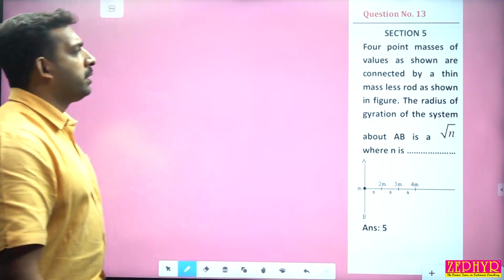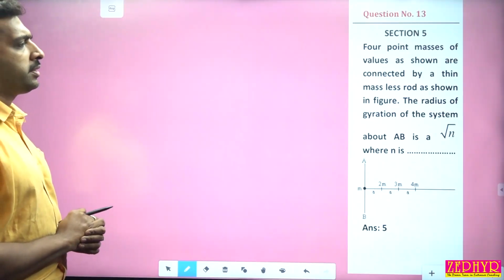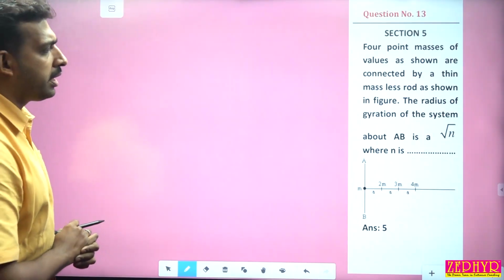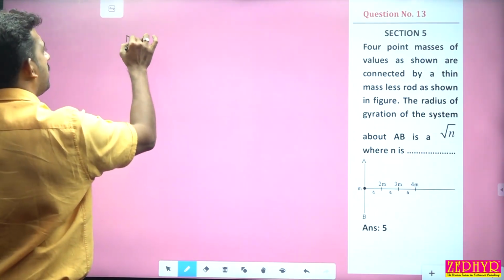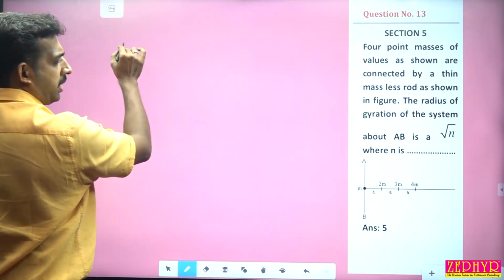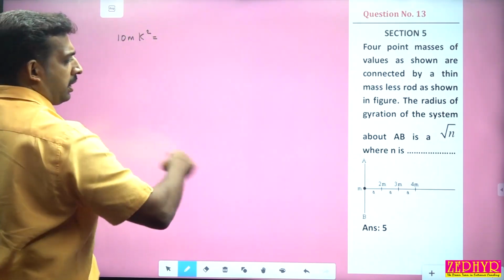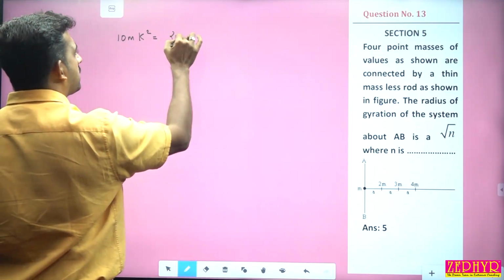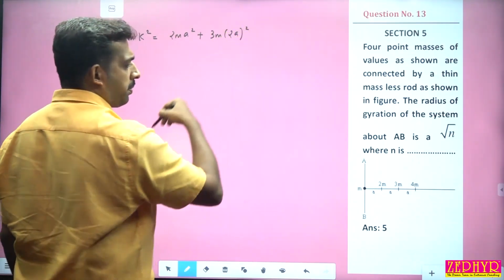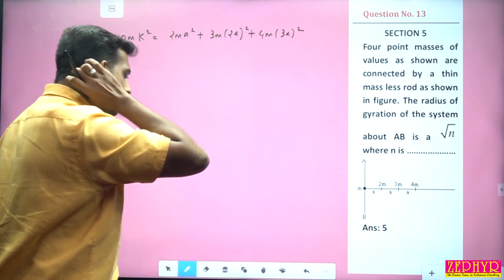Okay. Next one. Four point masses are connected by a thin, massless rod as shown in the figure. The radius of gyration of the system about AB is root n, where n is. So for radius of gyration, we have the equation: total mass into k square. What is the total mass of the system? m plus 2m, 3m, plus 3m, 6m, plus 4m, that is 10m. 10m into k square equal to m into 0, plus 2m into a square, plus 3m into 2a square, plus 4m into 3a square.